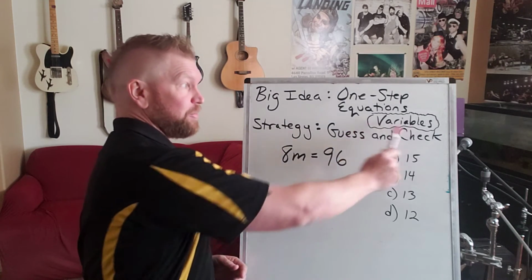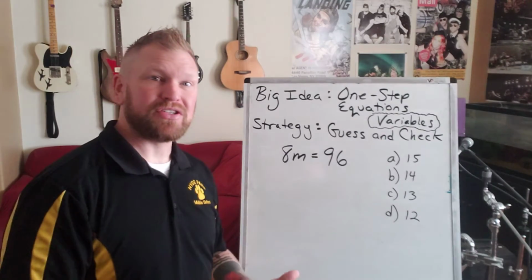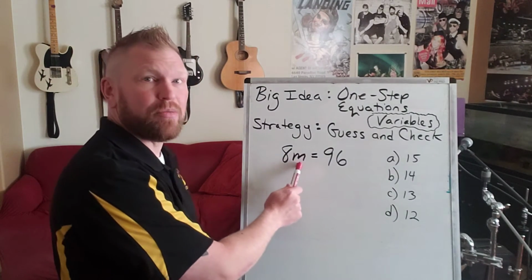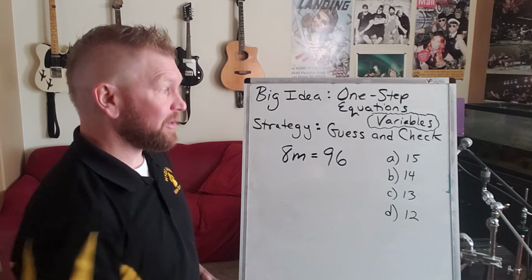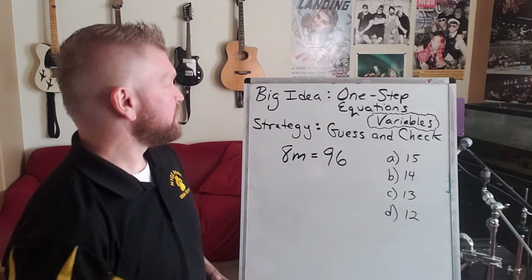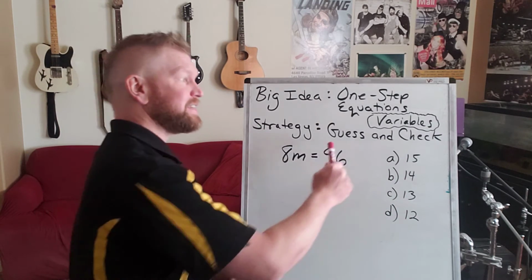Another big idea is variables. A variable is a letter that represents a number. So in this case, m is the variable, that m represents a number. We need to figure out which of these numbers it represents. The strategy we're going to talk about here is guess and check.